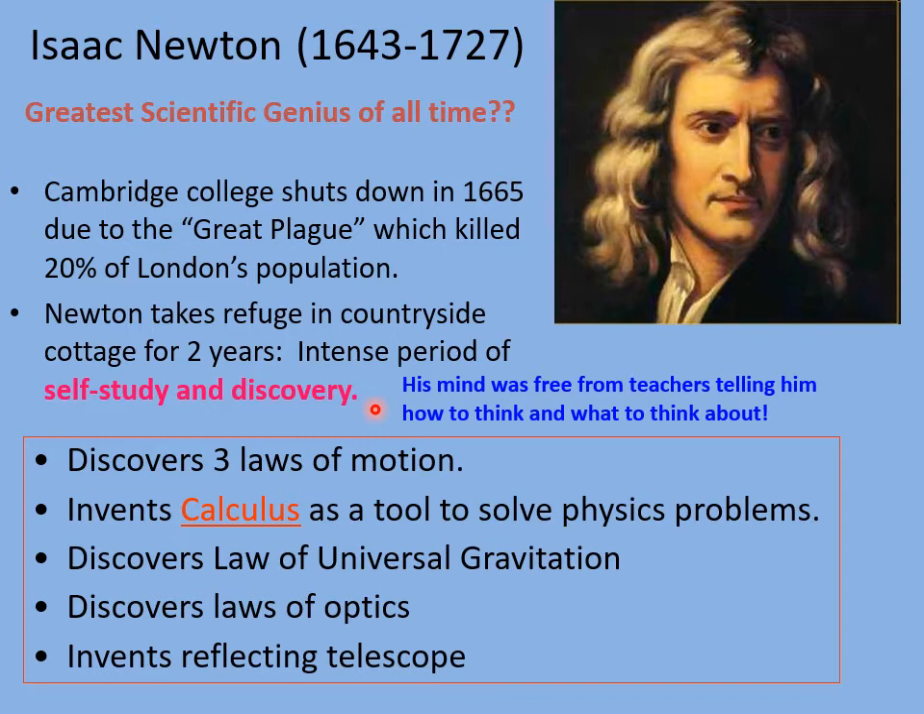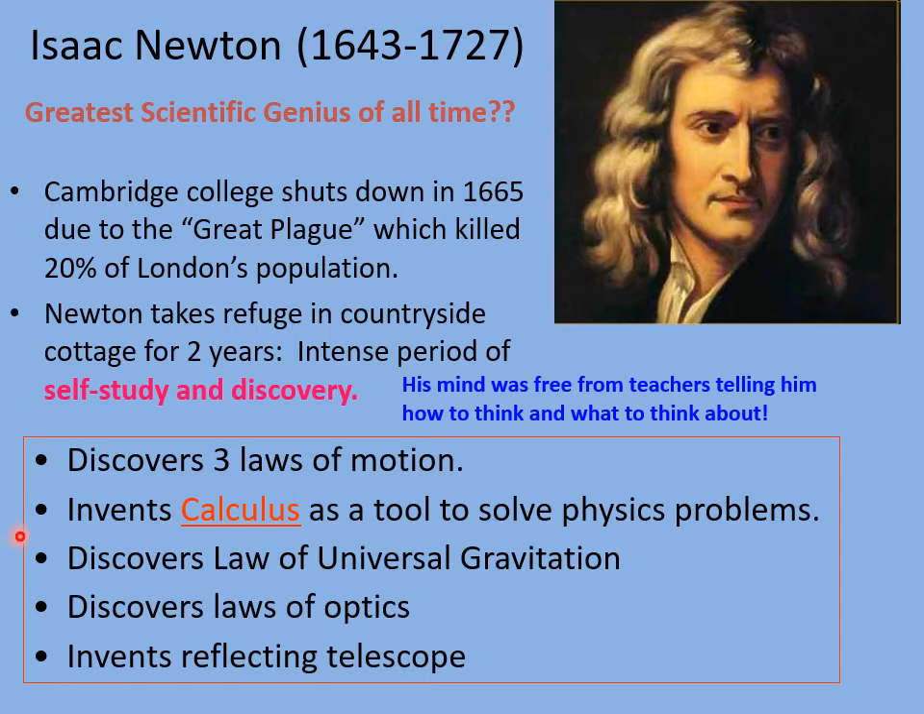During these 2 years, his accomplishments were numerous and revolutionized physics and mathematics. Here's a short list of what he did. He discovered 3 laws of motion, which will be the topics of parts 2 and 3 of this chapter's lecture. Some of the problems that he worked on were actually so difficult that they were unsolvable by the mathematics that were available to him at the time. So instead of giving up, what did he do? Well, he invented calculus as a tool to solve physics problems.